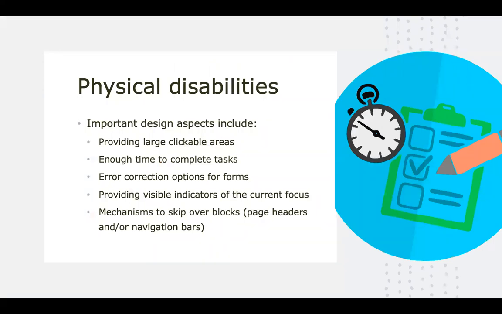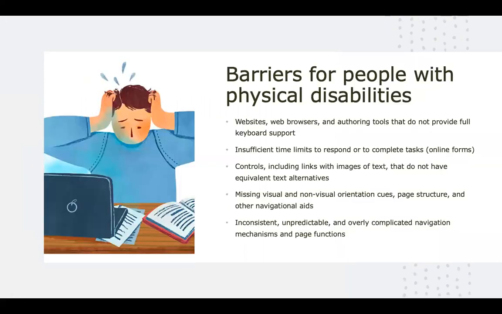Some important design aspects for people with physical disabilities concerning web usage include providing large, clickable areas as well as enough time to complete tasks, the inclusion of error correction options on forms, providing visible indicators of the current focus, and mechanisms to skip over blocks like page headers and navigation bars.